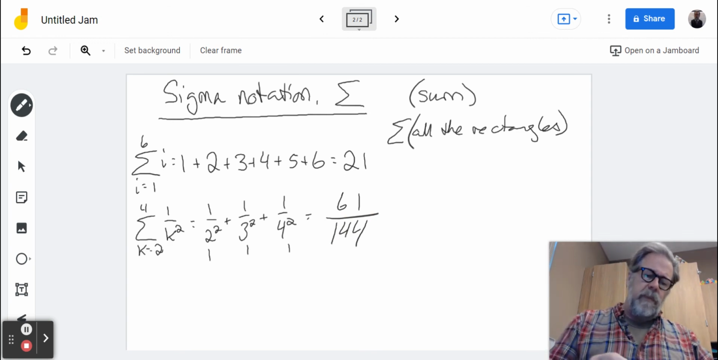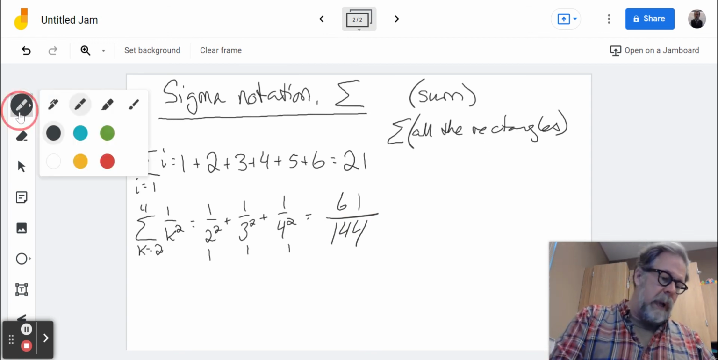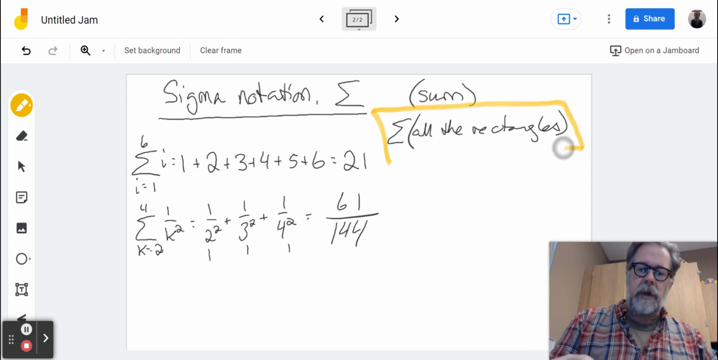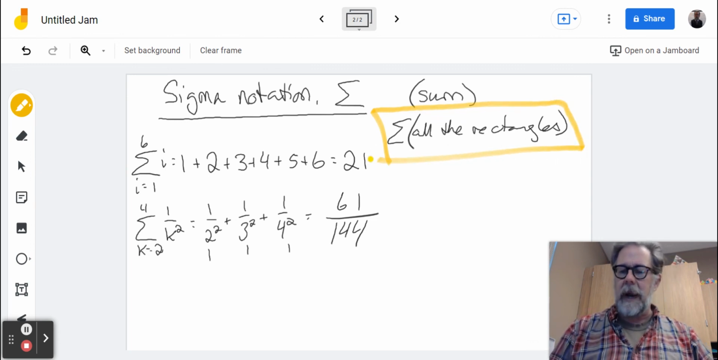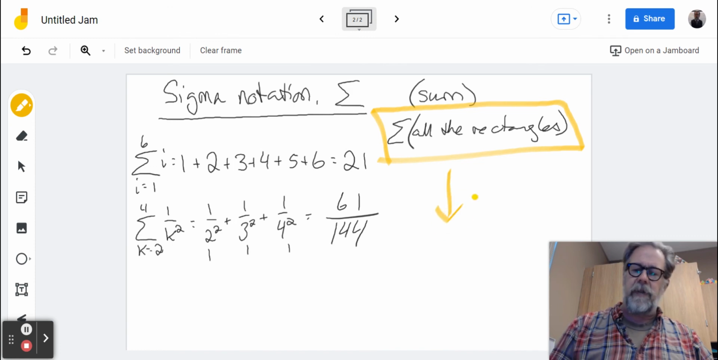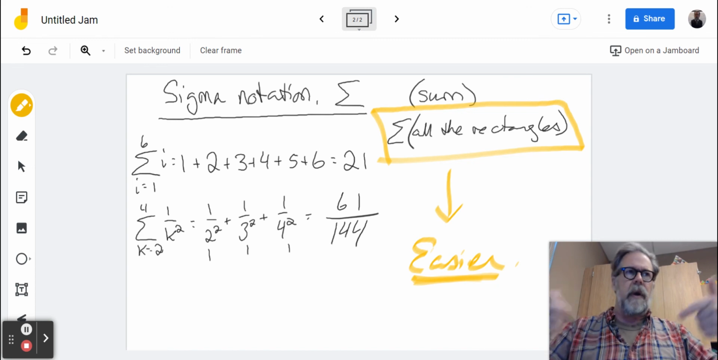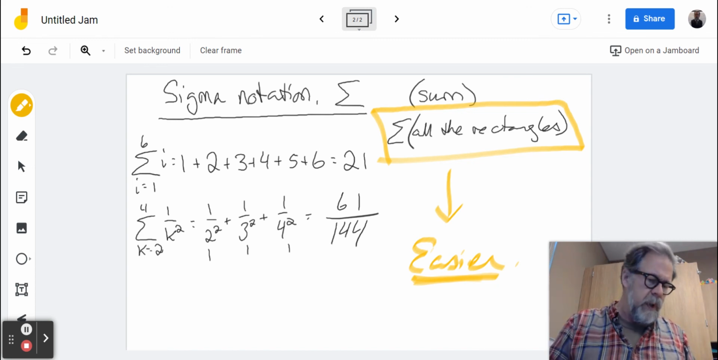So with this notation, in the next video we're going to come back and figure out a way to write the sum of all the rectangles. And then we're going to figure out a way to make it easier. Just like we did with derivatives, we're going to figure out the basics of integrals, and then we're going to say, okay, now let's make it easier.